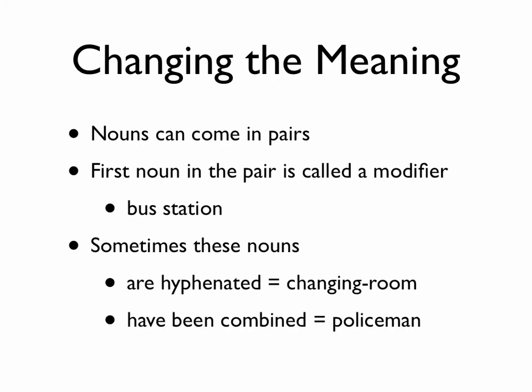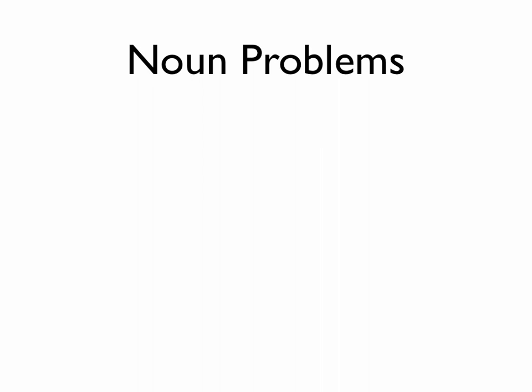And there are also nouns that have just been combined over time because they've been used so frequently together. Now, I know that this is not a good example in terms of being gender neutral, but policeman is a good example for grammar. Normally today we would say police officer instead, but policeman is pretty common usage, and it's an example of two nouns that have been combined together, and now they're just one word.